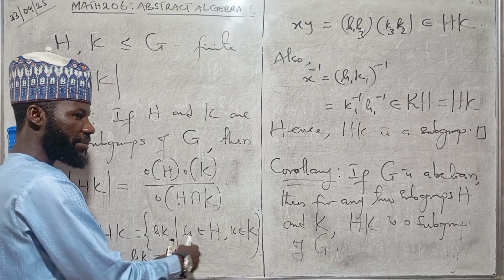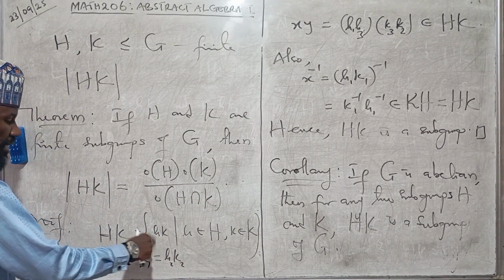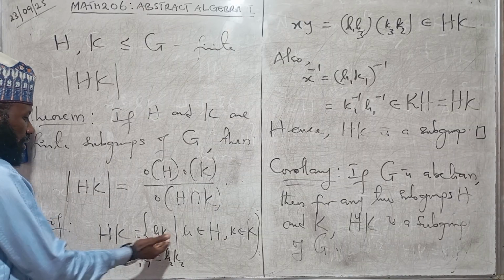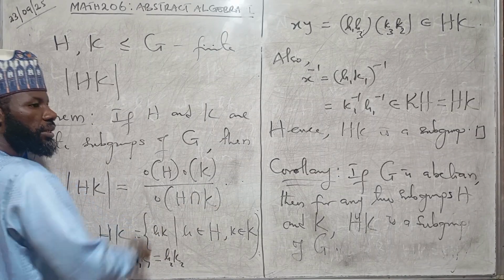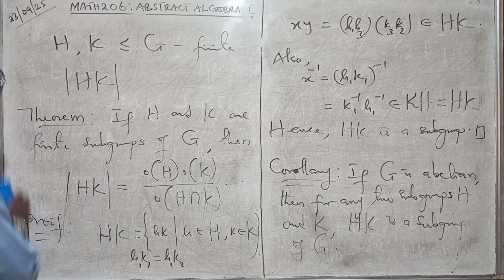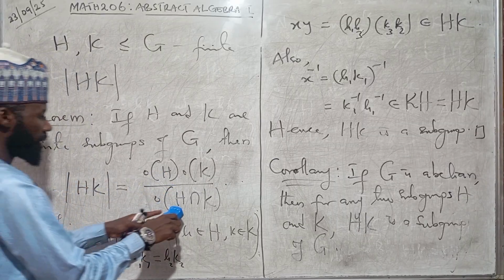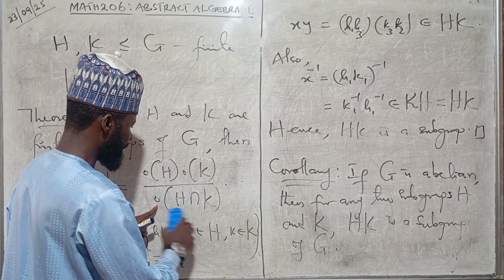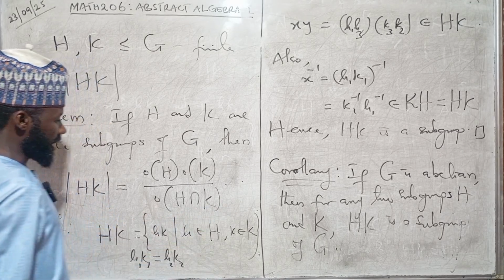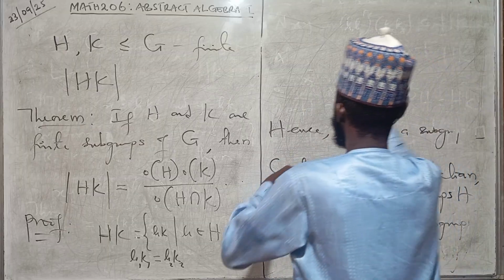So for some pairs, there may be some duplicates in the counting. How many such duplicates are there? That is what you need to count, because if you know how many duplicates there are, you can just divide by the number of duplicates. The theorem is suggesting that there are as many duplicates as the number of elements in the intersection.